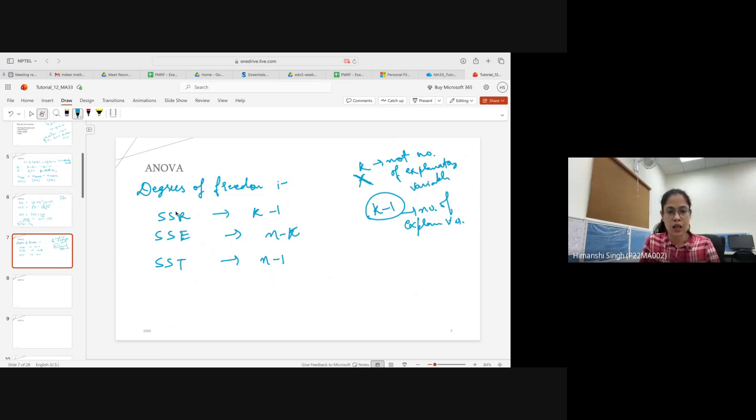Now further we have another quantity, that is mean square. Mean square is nothing but the sum of squares divided by the degrees of freedom. So if I talk about mean square due to regression, it will be sum of squares due to regression divided by its degrees of freedom. Mean square error will be sum of squares due to error or residual divided by its degrees of freedom. Similarly for the total one.